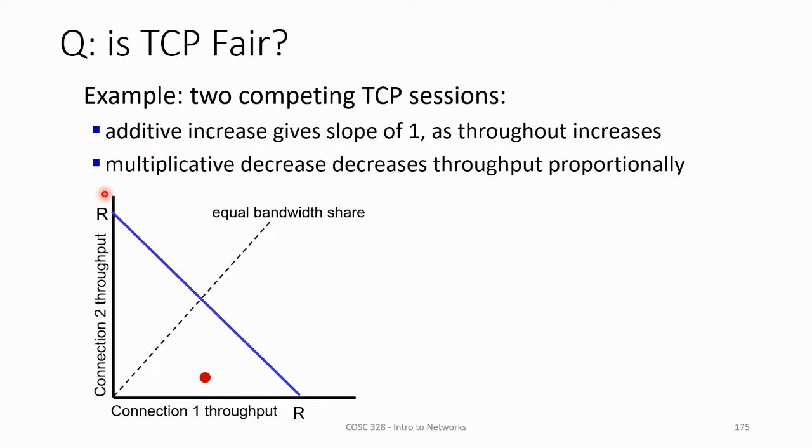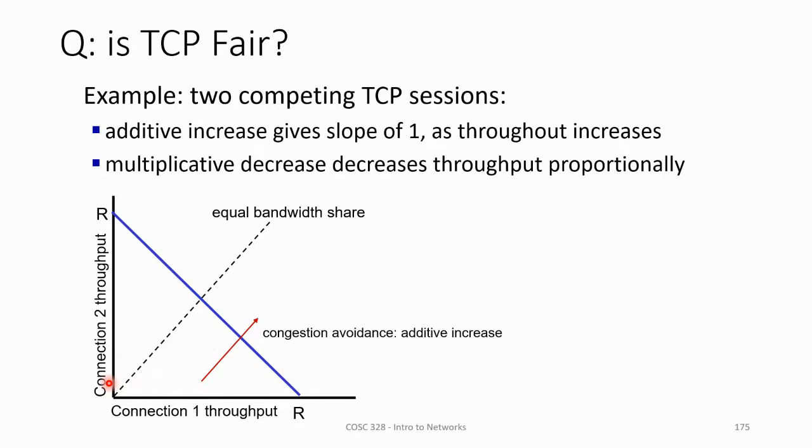If they are using equal bandwidth, then the throughput should be closer to this line, which is 45 degrees here. So let's assume that this is not the case. So the first one uses more throughput. This red line uses more throughput compared to the other one.